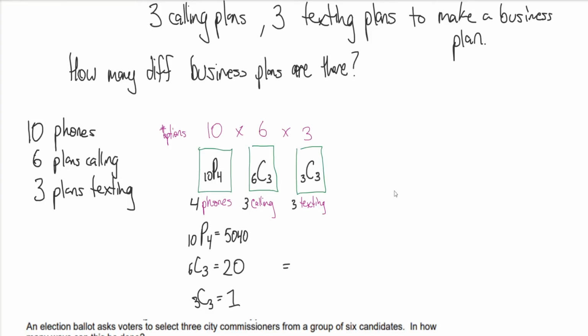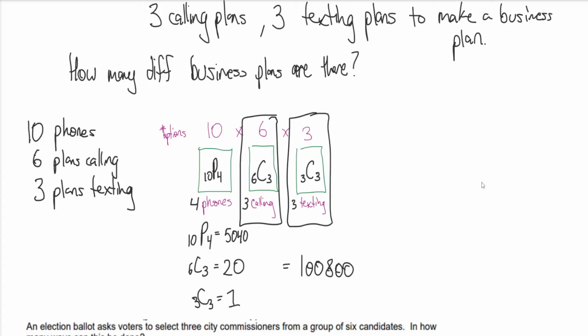So the answer is actually 100,800 different business plans if this was the setup. Okay, so depending on if order matters or not, for each slot, we're going to have options and choose a certain number. Have options and choose a certain number, right?